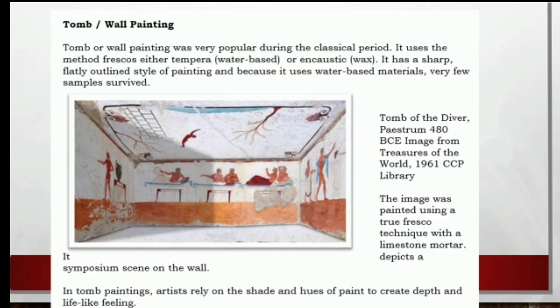Next, tomb wall painting. Tomb or wall painting was very popular during the classical period. It uses the method of fresco, either tempera or water-based, or encaustic wax. It was a sharp, flatly outlined style of painting because it uses water-based materials.